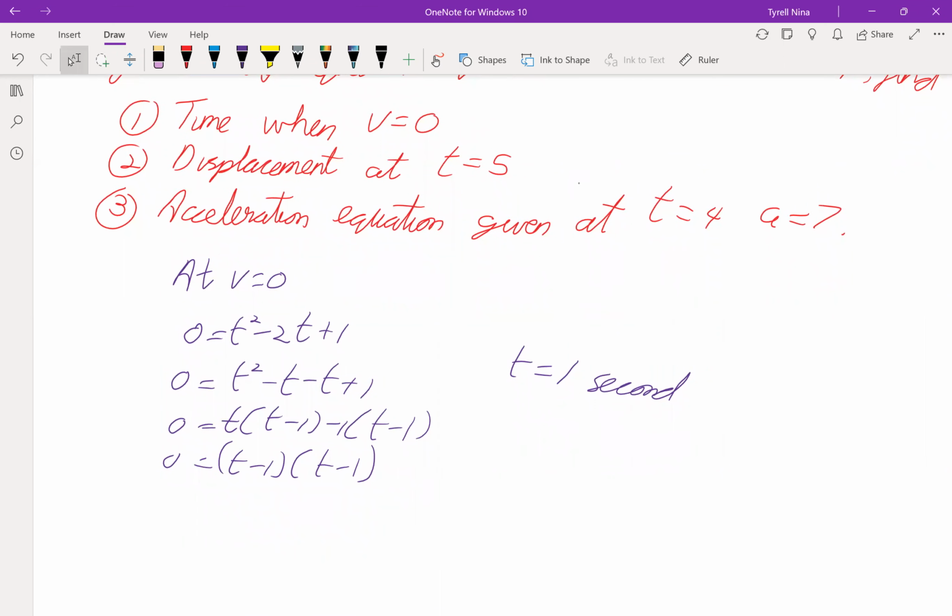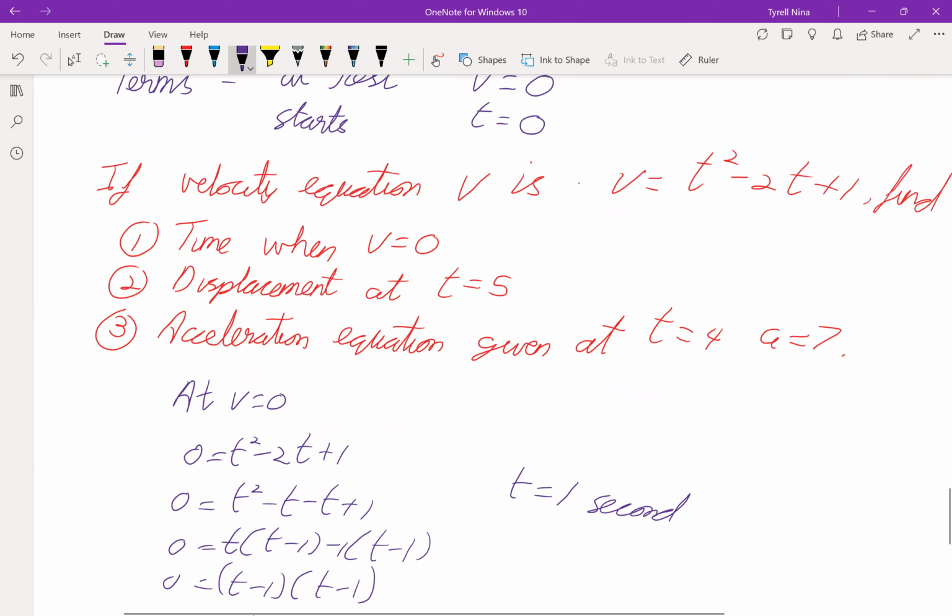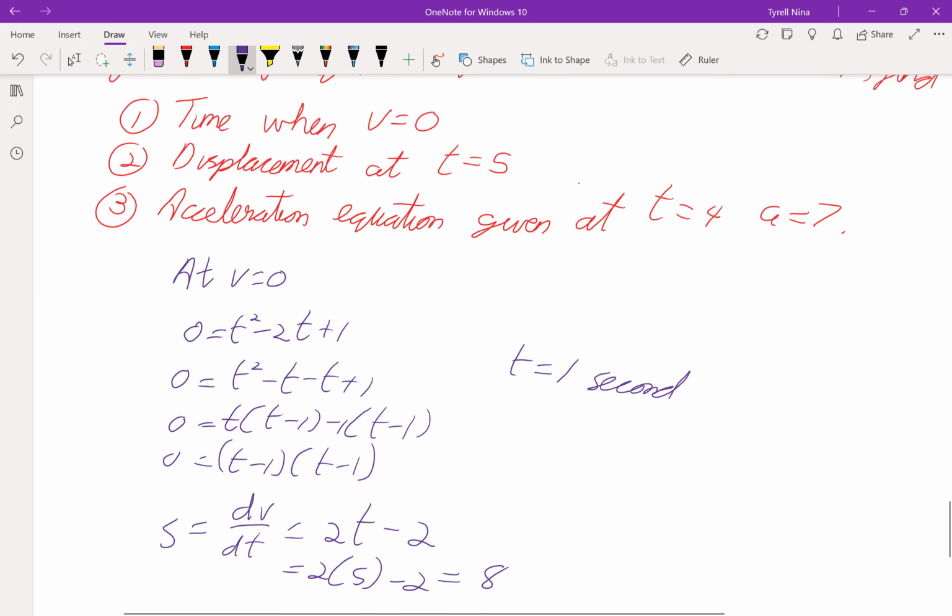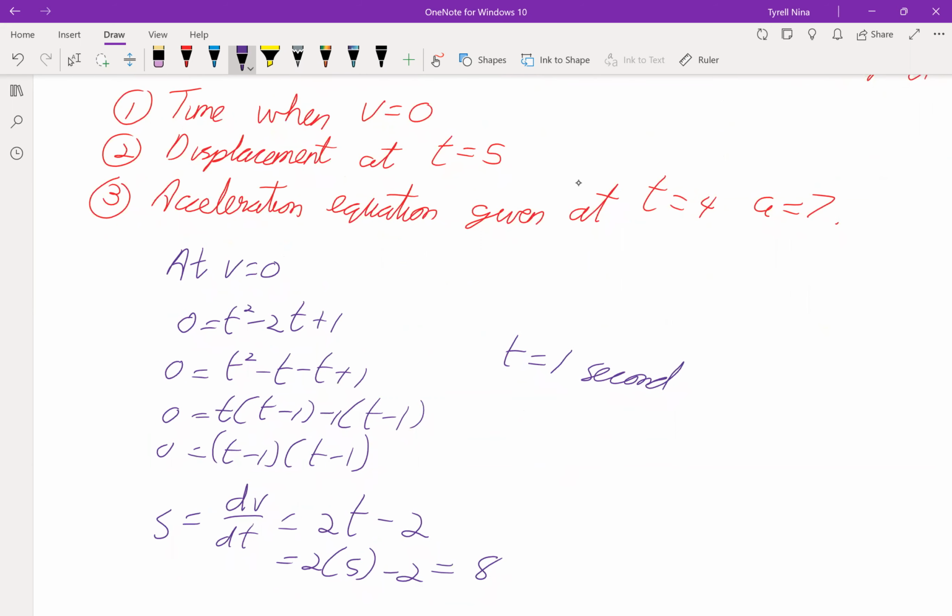Displacement at t equals 5. So s is equal to dv dt, which is 2t minus 2. And at t equals 5, this is 2 times 5 minus 2, which is 8. Notice I didn't put 8 meters or whatnot. It's simply because the equation didn't specify, right? Usually you'd put something like 8 meters.